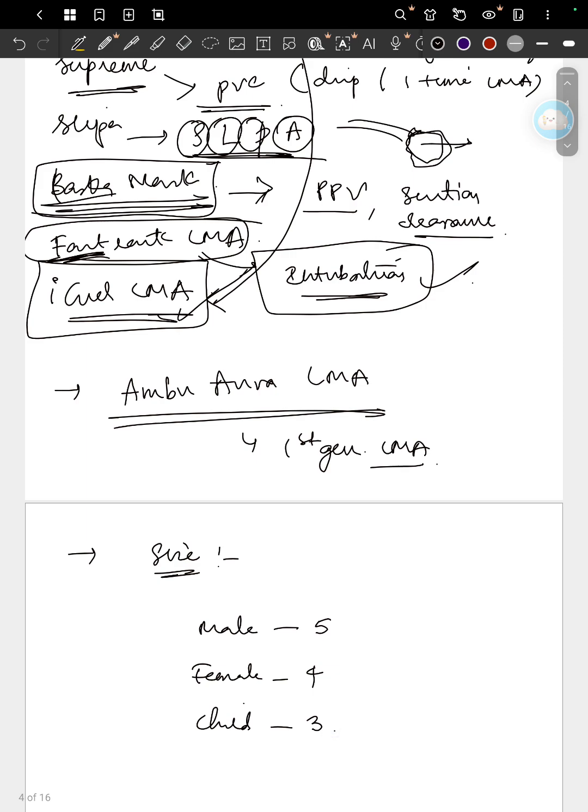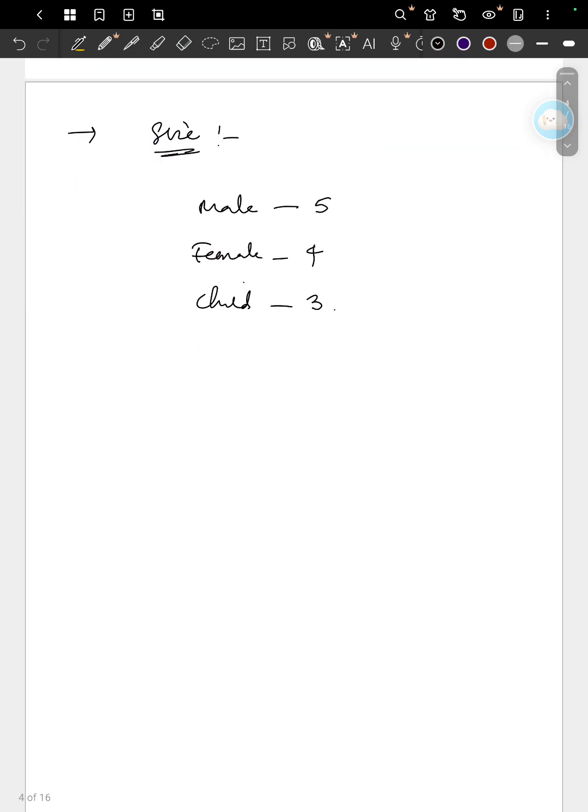So this is about the first part of anesthesia. I hope it is very clear. Next we will continue with part 2.